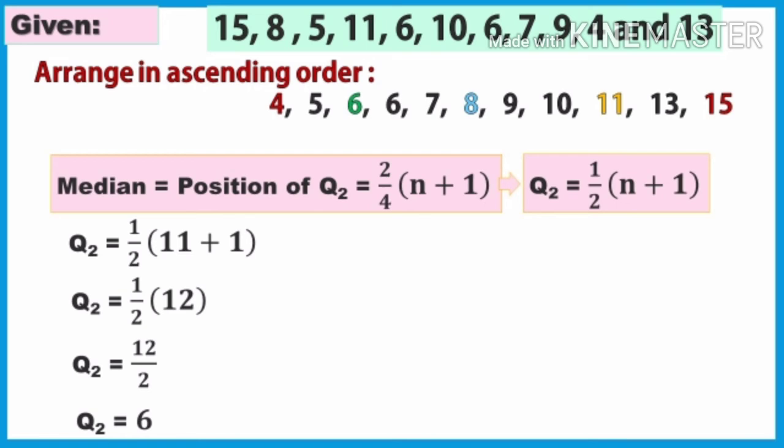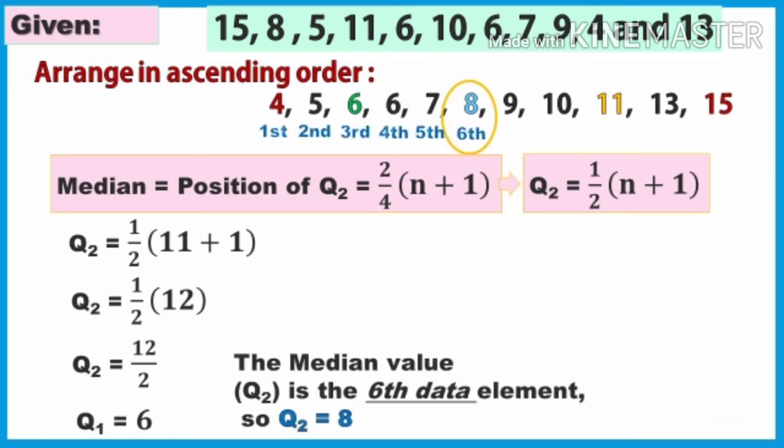Okay, copy the denominator 2. And then, 12 divided by 2, the answer is 6. So the position of second quartile is 6. Okay, position pa lang ito, hindi pa siya value. To find the value of the median or to find the value of the second quartile, okay, so from the position which is 6, meaning the median value is the 6th element.